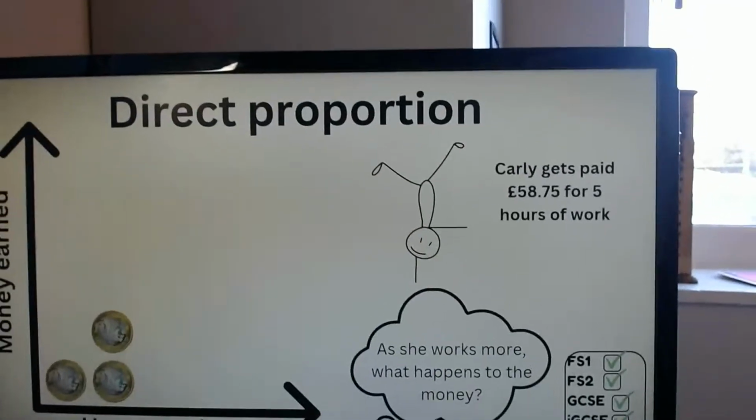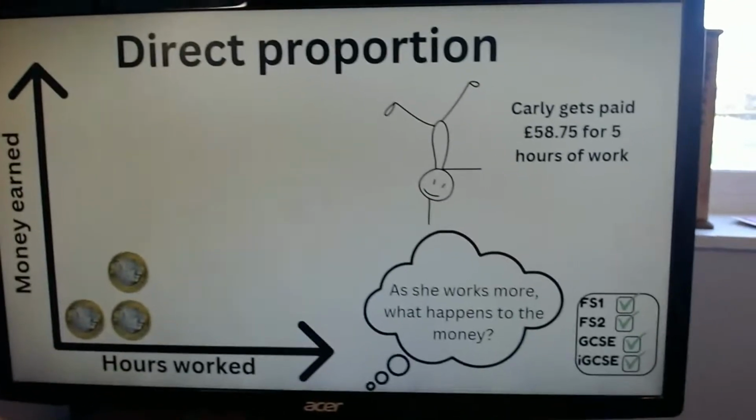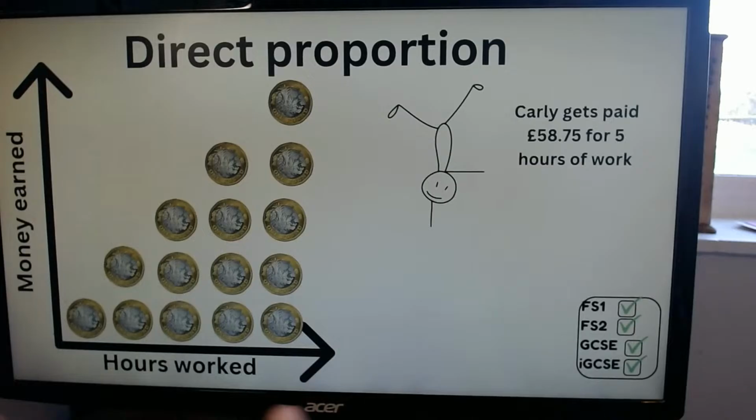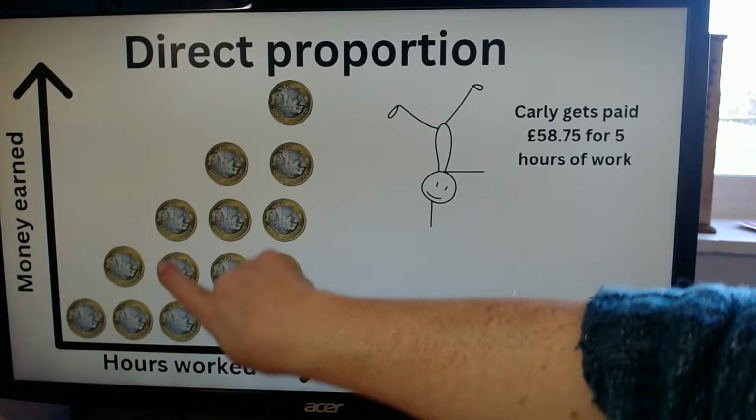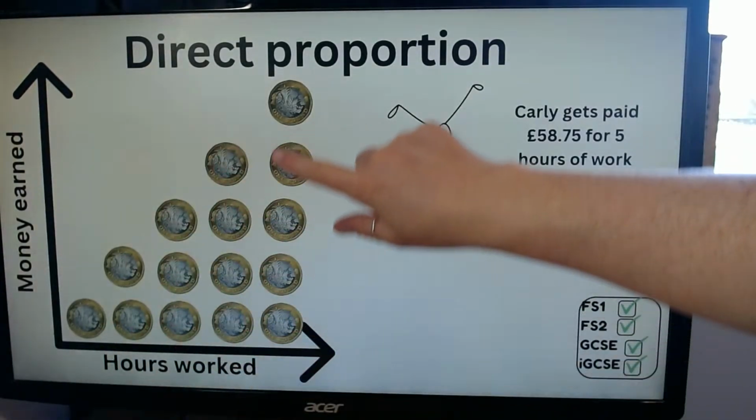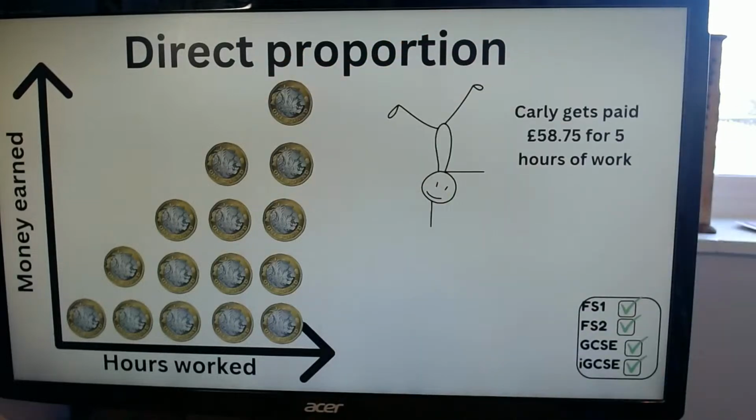Those pound coins are going to get higher. And as we go further to the right, I'm not very good with my right and left, we're expecting that graph to get higher and higher and higher. Fortunately, I prepped a slide that showed exactly that. As she works more hours, the money she's earning is getting higher and higher and higher. And we can see this going up.